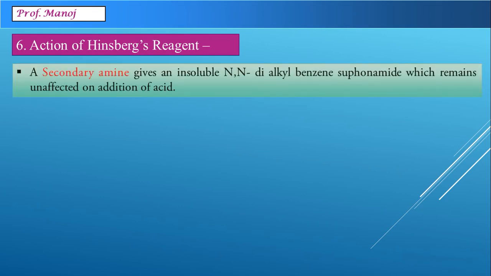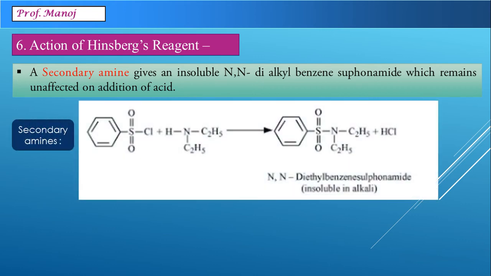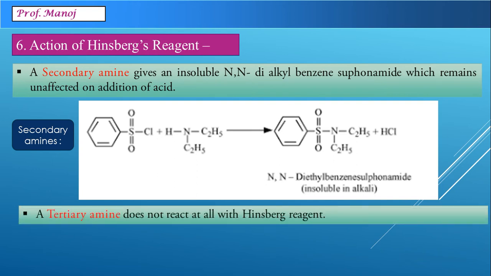For secondary amine, it forms an insoluble compound which remains unaffected after addition of acid. Now see the reaction. The benzene sulfonyl chloride molecule removes the hydrogen of secondary amine. Now you can see the product which is created cannot react further because there is no acidic hydrogen connected to nitrogen. So if you add HCl over here, further reaction doesn't take place. If you can imagine, tertiary amines do not have a replaceable hydrogen, so they do not react with Hinsberg reagent at all.